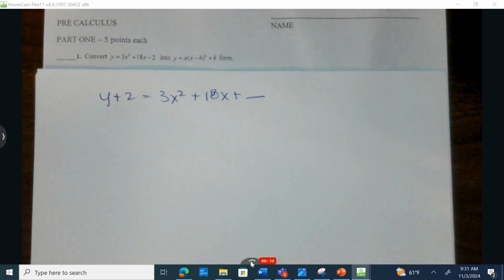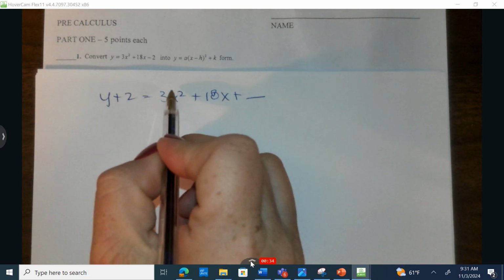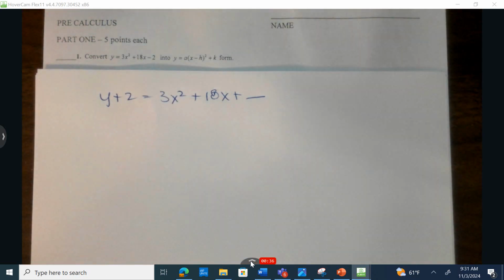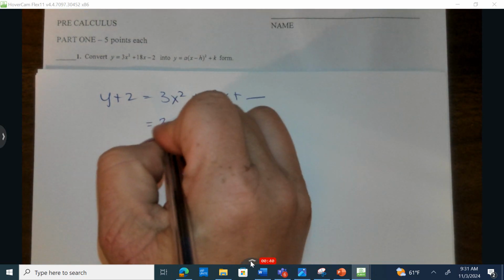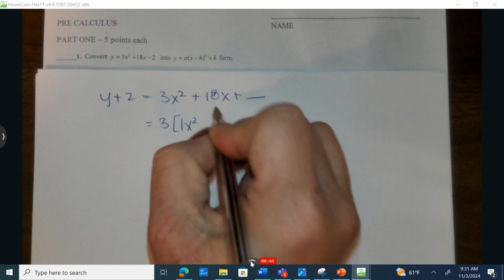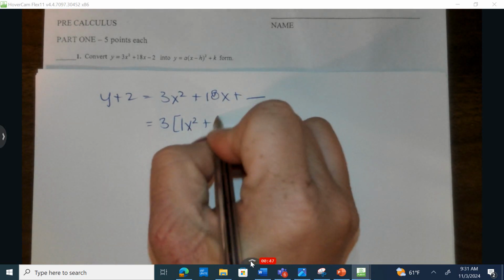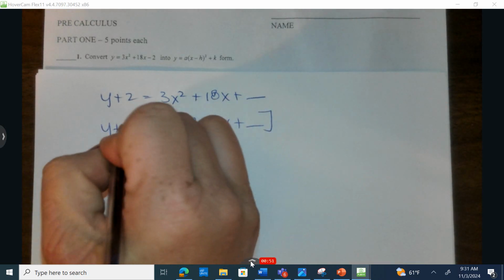Now after I do that, I'm going to recognize that in front of the x squared, the leading coefficient, whenever it's not a positive 1, I need to figure out how to factor out that value. In this case, it's 3. 3 divided by 3 is 1, drop down the x squared. Positive 18 divided by 3 is 6, drop down the x, and then we have the value here.